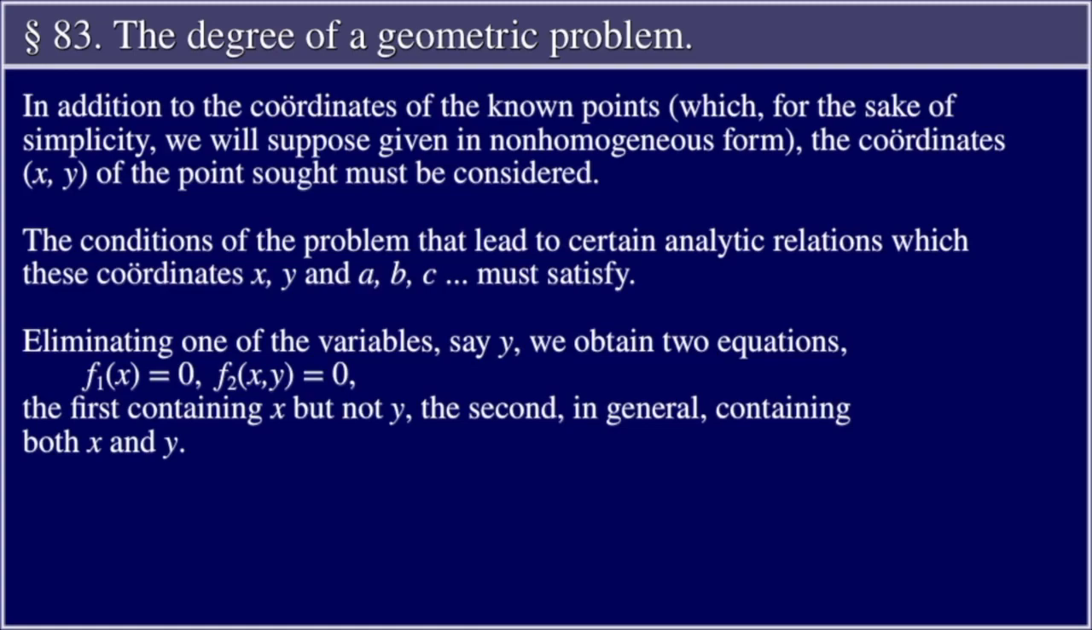In addition to the coordinates of the known points, which, for the sake of simplicity, we will suppose given in non-homogeneous form, the coordinates x, y of the points sought must be considered. The conditions of the problem then lead to certain analytic relations which these coordinates x, y, and a, b, c, ... must satisfy. Eliminating one of the variables, say y, we obtain two equations: f1(x) = 0, f2(x, y) = 0. The first containing x but not y, the second, in general, containing both x and y.